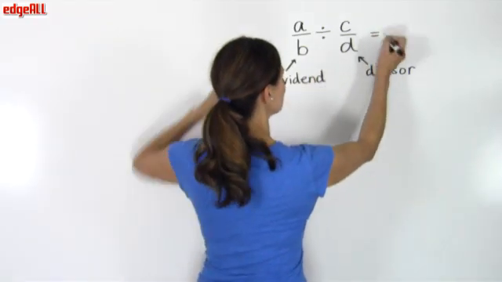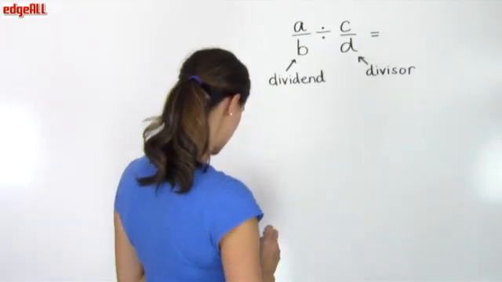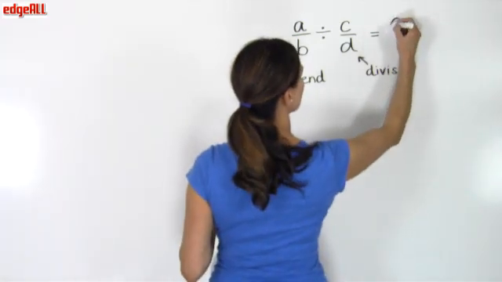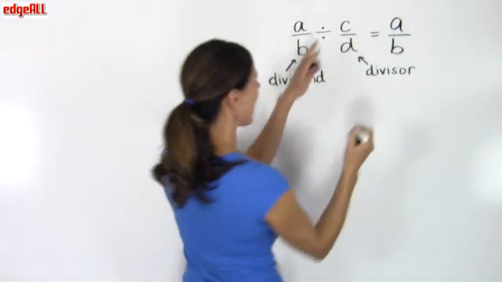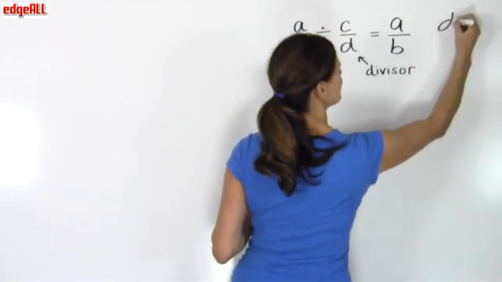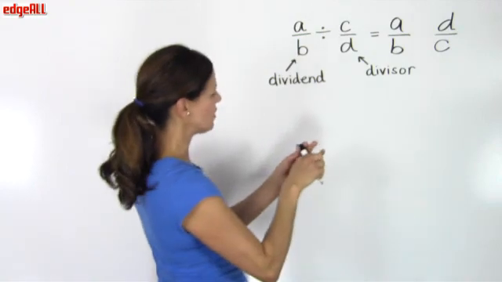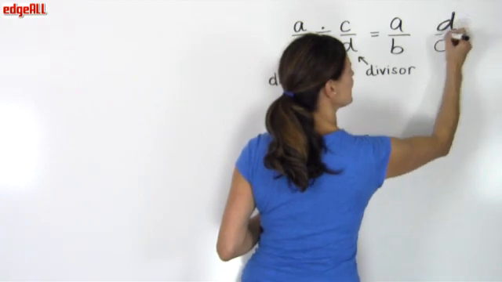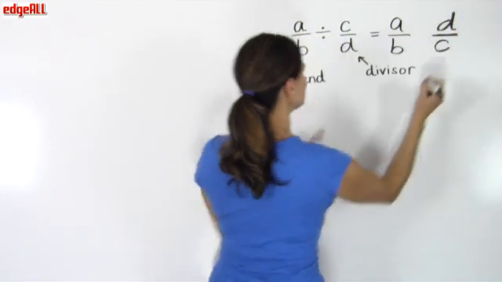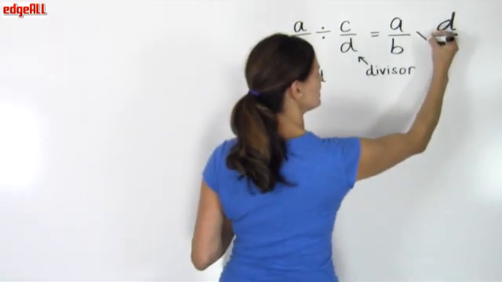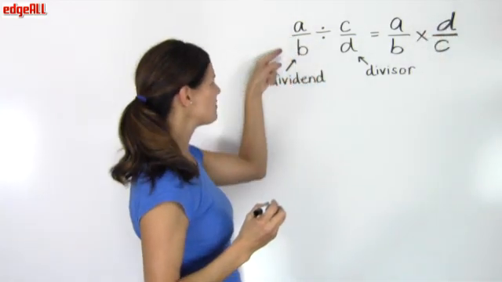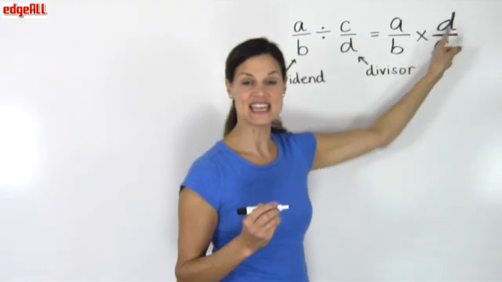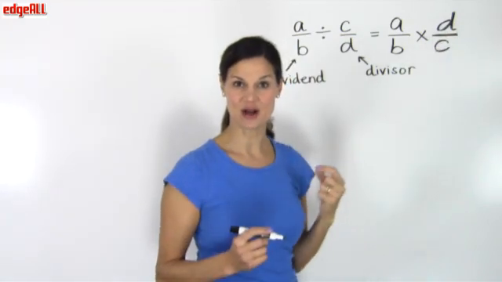So what you'll end up doing is you keep your first fraction the same, your a over b, and then you take your second fraction and flip it over to make it d over c. So I inverted my second fraction from c over d to d over c. And I changed this operation from division to multiplication. So a over b divided by c over d becomes a over b times d over c. And we'll use this method to solve our problem.